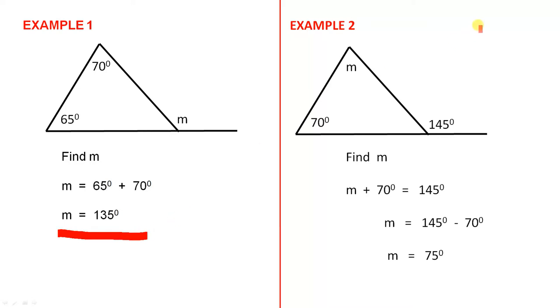Example 2, the same rule. The exterior angle equals the sum of the two interior opposites. So M plus 70, they're the two interior opposites, equals the exterior angle. So M must be 145 minus 70. So M is 75 degrees. That's a very useful rule which will help you solve a lot of problems in geometry.